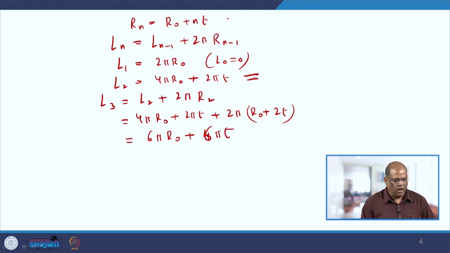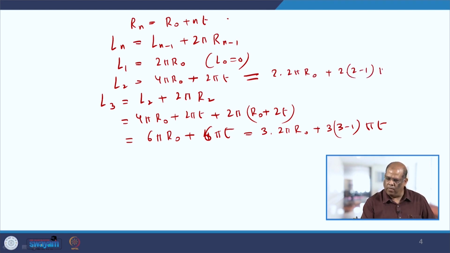So, this L2 can be written as 4 pi R0 plus 2 pi t. Now, this can be written as 2 into 2 pi R0 plus 2 into 2 minus 1 into pi t. Similarly, L3 can be written as 3 into 2 pi R0 plus 3 into 3 minus 1 into pi t.